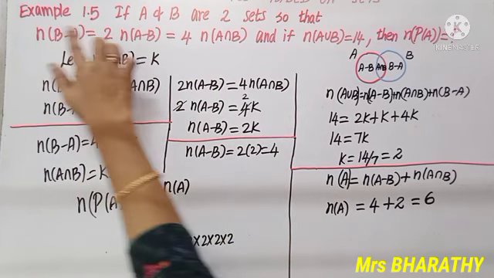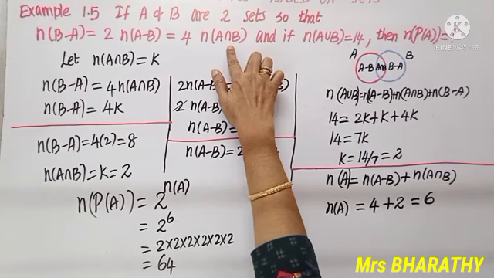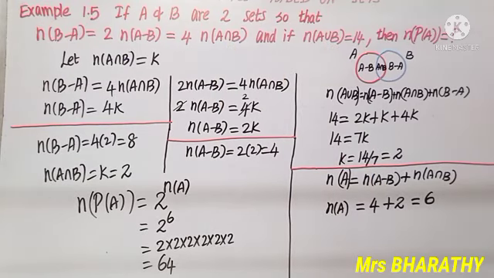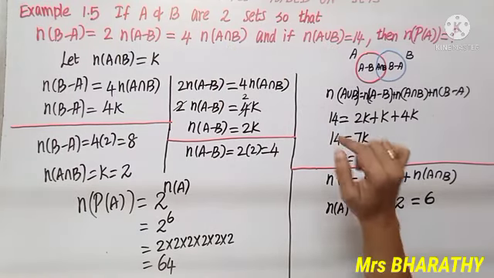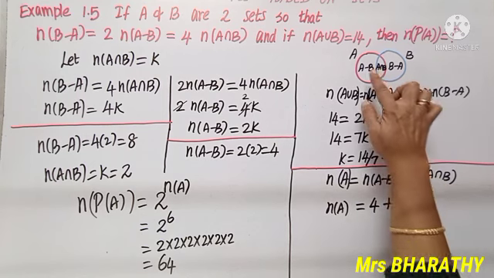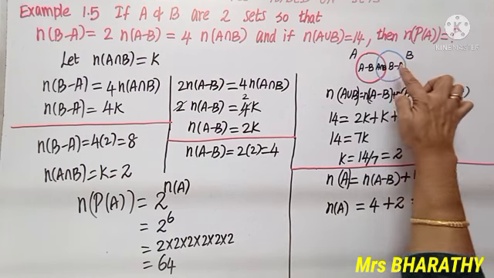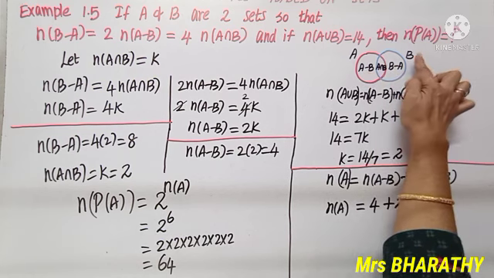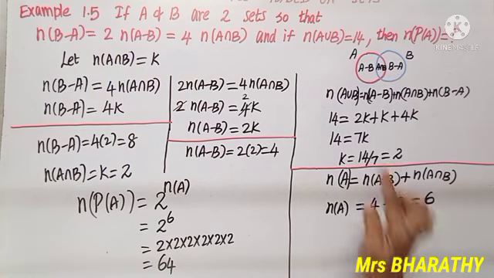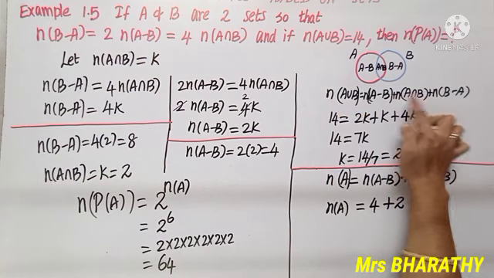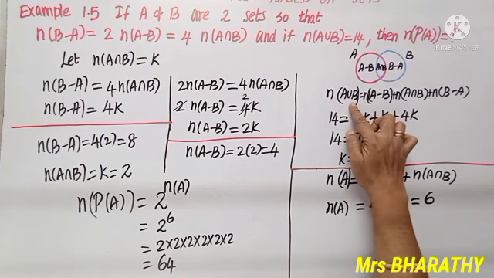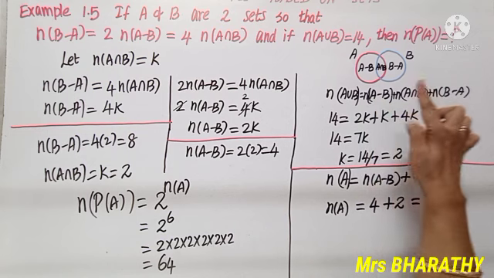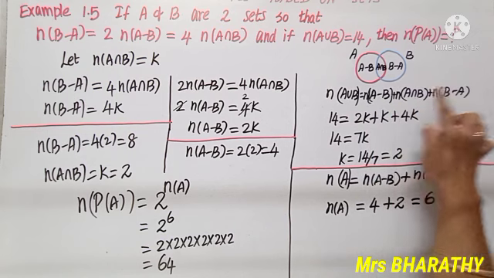Given B minus A, A minus B, A intersection B and A union B. We see the Venn diagram to understand better. A minus B, A intersection B, B minus A. All the three together contribute A union B. As I put n, I can put plus symbol. So, n of A union B is n of A minus B plus n of A intersection B plus n of B minus A.